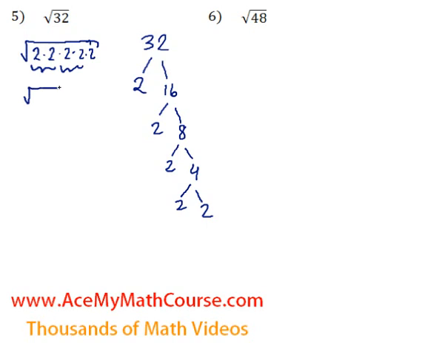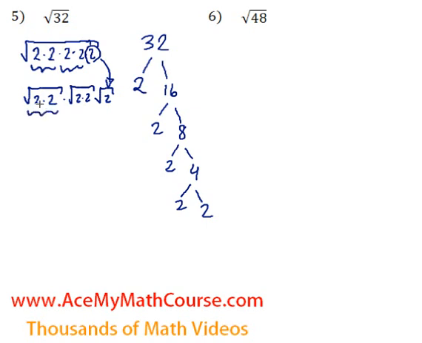So here's what I'll do. We'll have the square root of 2 times 2, times the square root of 2 times 2, times the square root of 2. This poor 2 is just sitting on its own. He doesn't have another 2 to come out of the square root with.